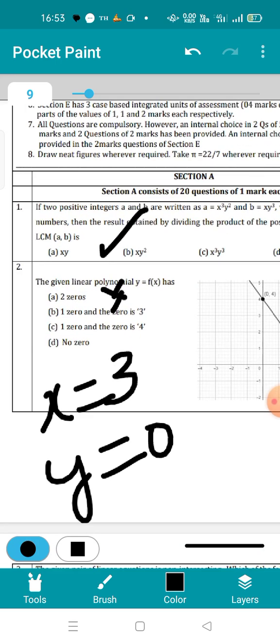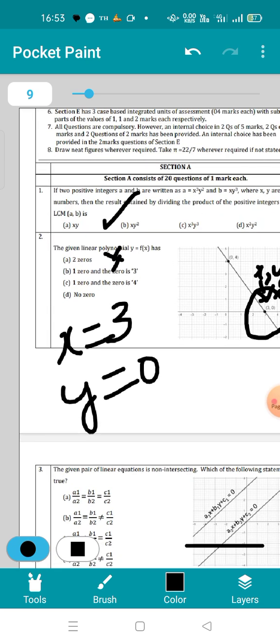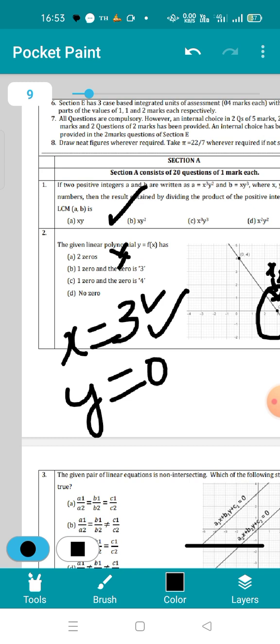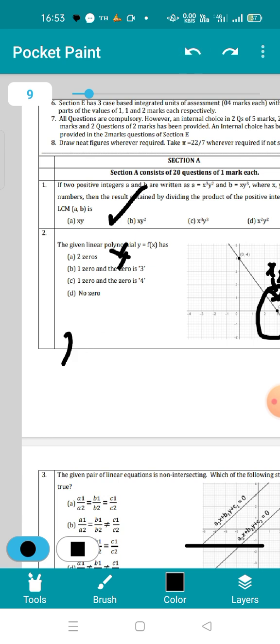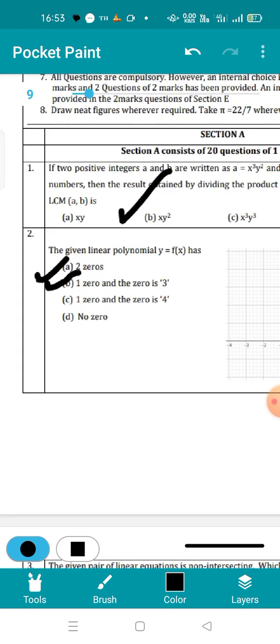Therefore we can say that the given linear polynomial has only 1 zero, and that zero is x equal to 3. So now which option will be the best option? As you can see, the best option will be option B. So let's mark option B. One zero, and the zero is 3. Option B is right.